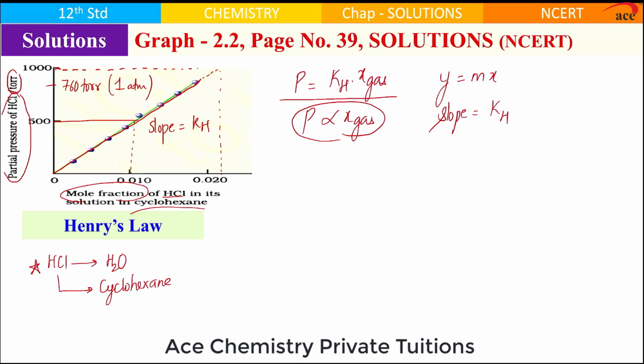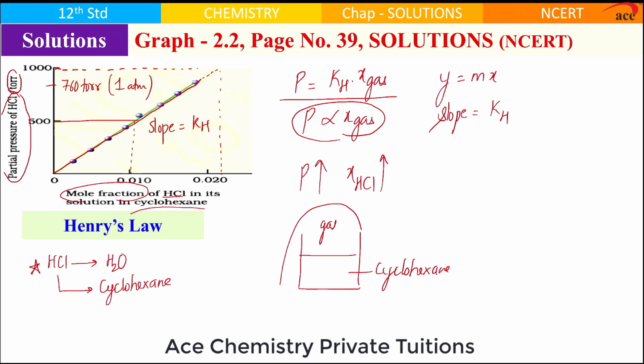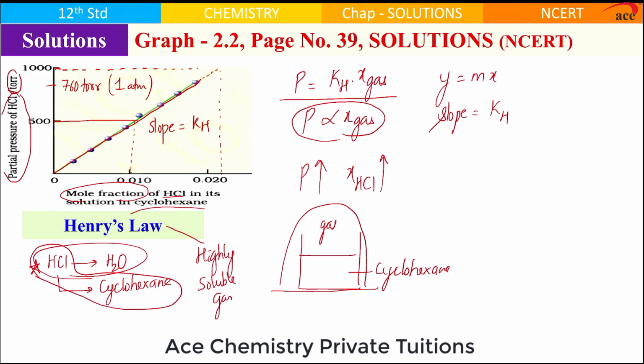But now we have a question: when pressure increases, why solubility of HCl increases? We are all aware that when you have cyclohexane, that's a suitable solvent, and we have a gas which is trapped above it. Now to apply Henry's law, what is the condition required? It is not applicable to highly soluble gases. So that means it is not applicable in case of HCl with water. But HCl with cyclohexane, yes, it is applicable because HCl is sparingly soluble in cyclohexane.